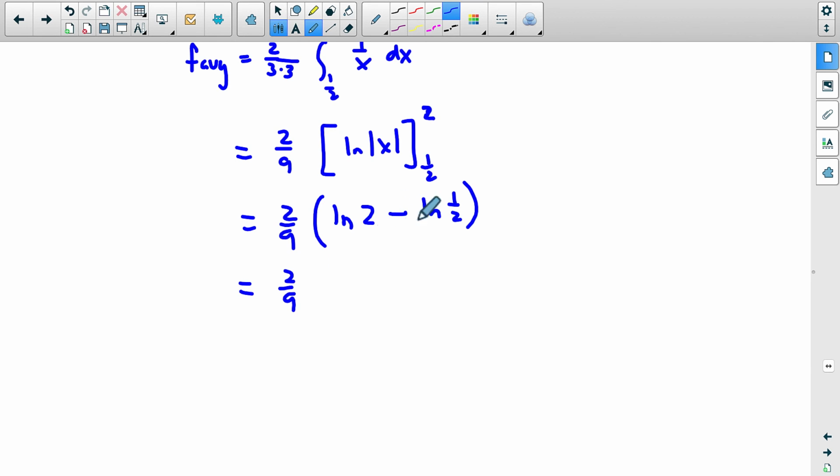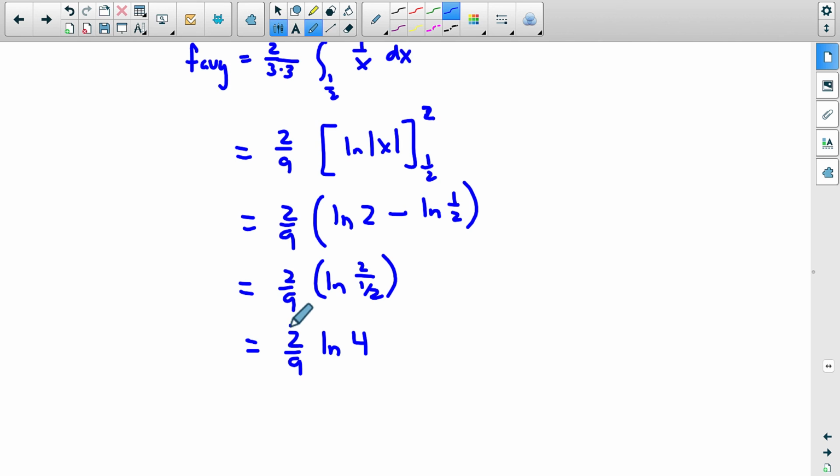When you are subtracting the same base logarithm, you can write it by dividing the arguments, right? So I can actually write it like that. And 2 divided by 1/2 is the same as 4. So I get 2 over 9 and then the natural logarithm of 4. But then there's something else you could do. I mean, I think this is fine. I don't think I could mark this wrong or anything.